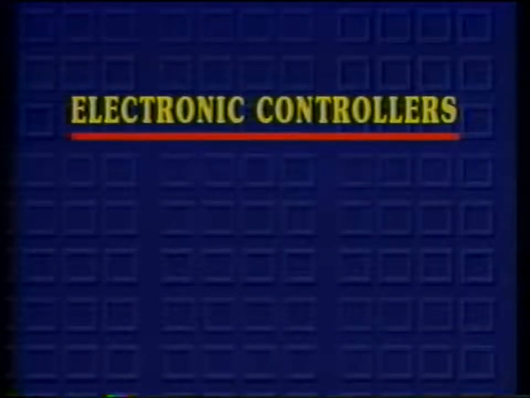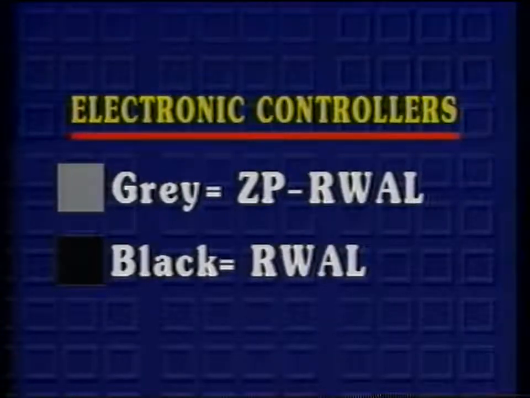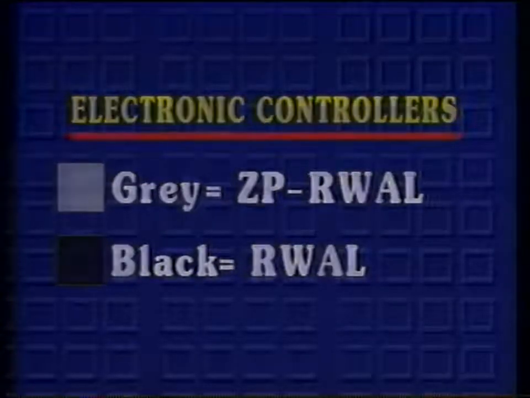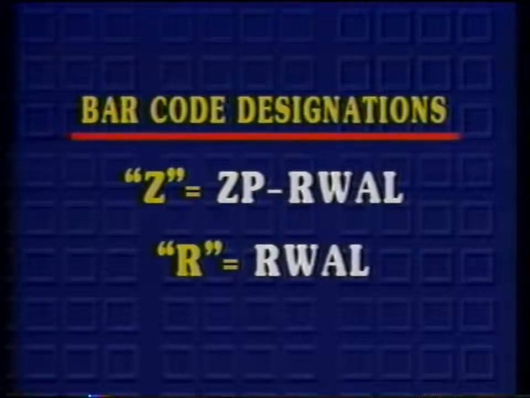The electronic controllers for the R-Wall and ZP R-Wall systems look similar, except for a gray electrical connector cap on the ZP R-Wall controller compared to the black connector cap on the R-Wall controller. The barcode designations also are different, with a Z and R distinguishing ZP R-Wall from R-Wall. The two controllers, however, are not interchangeable.